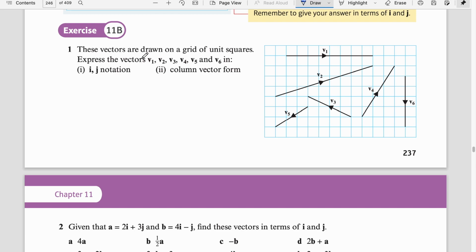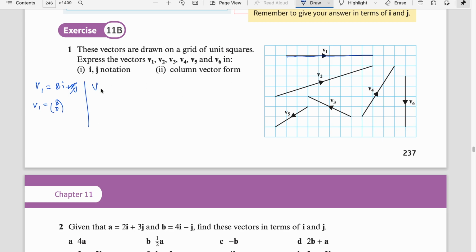Okay. The vectors are drawn on the grid of unit squares. Express vector v1 in IJ notation and column vector. We can see v1, there's no movement in the y direction. This is purely horizontal and it is 8 units. So for v1 I can say it is 8i plus 0j, but you actually don't have to write this. So this is 8i, and in the form of a column vector, v1 is (8, 0).